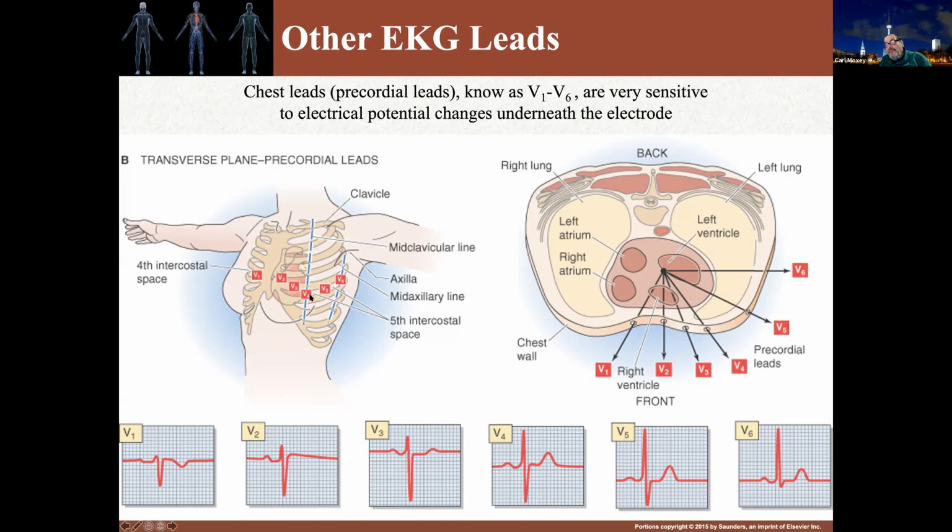V4 is in the mid-clavicular line, this imaginary vertical line from the middle of the clavicle down, which effectively puts it in the fifth intercostal space. And then V3 is in between V2 and V4. V6 is in what's called the mid-axillary line. In other words, you're in the middle of the armpit, and you drop this vertical line, which again is going to be placed in the fifth intercostal space. And V5 is in between V4 and V6.